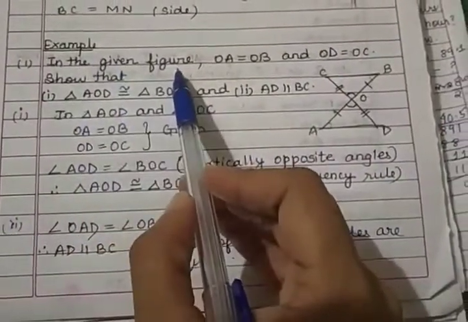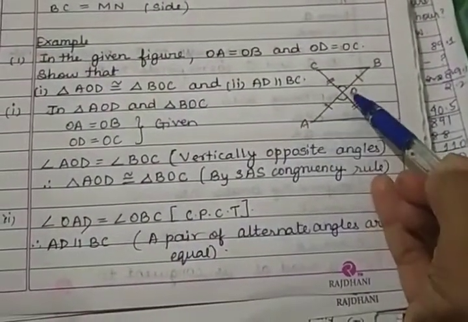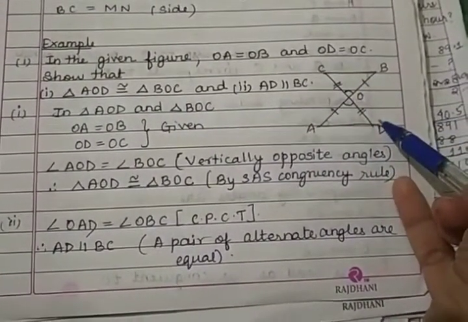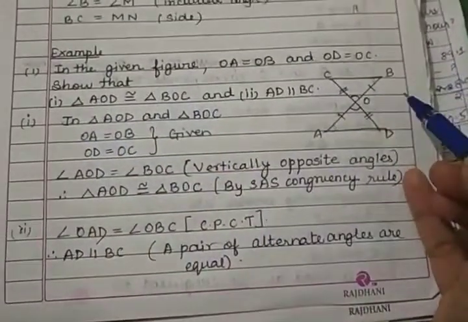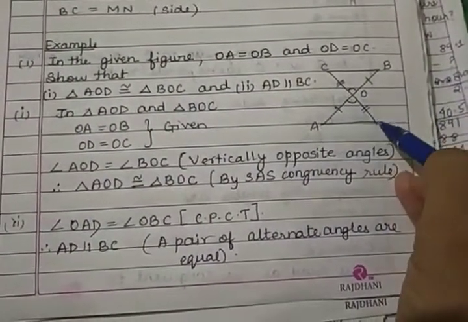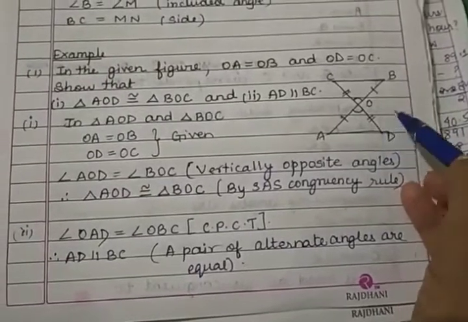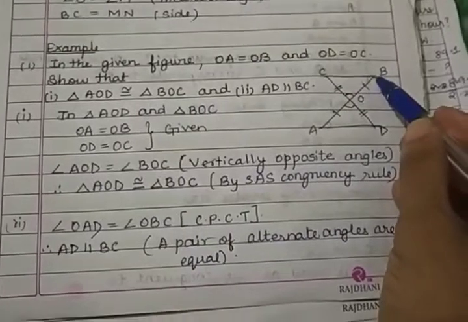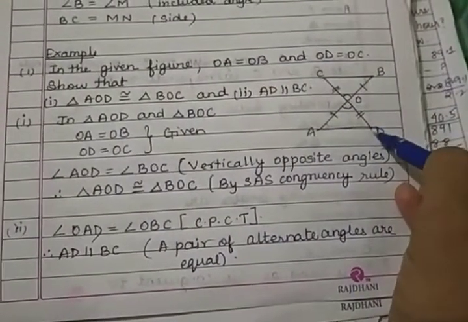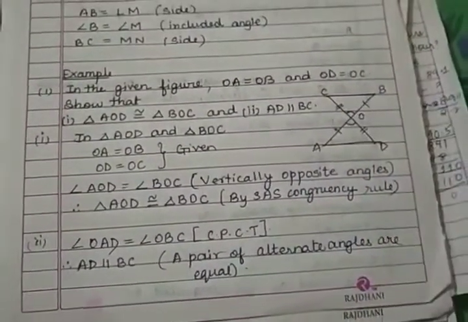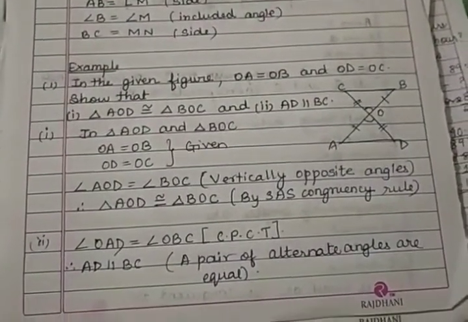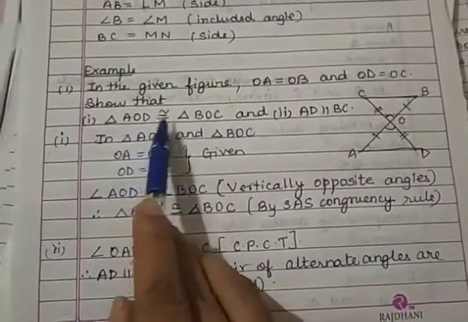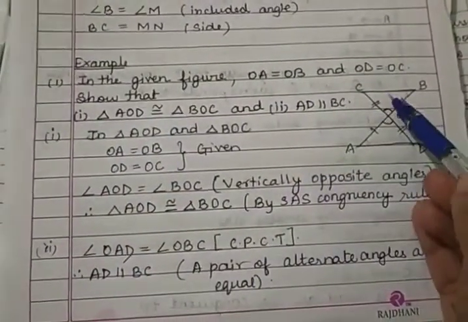In the given figure, OA is equal to OB and OC is equal to OD. First, you have to show that triangle AOD is congruent to triangle BOC. This is what we have to prove first, and next you have to show that AD is parallel to BC. Now let us do the first one. We have to show that these two triangles are congruent. So let us take these two triangles.